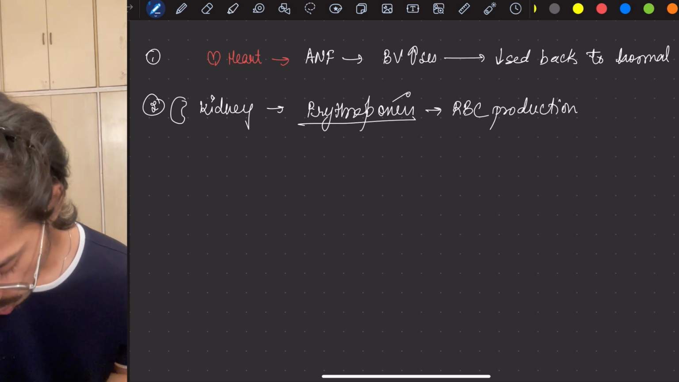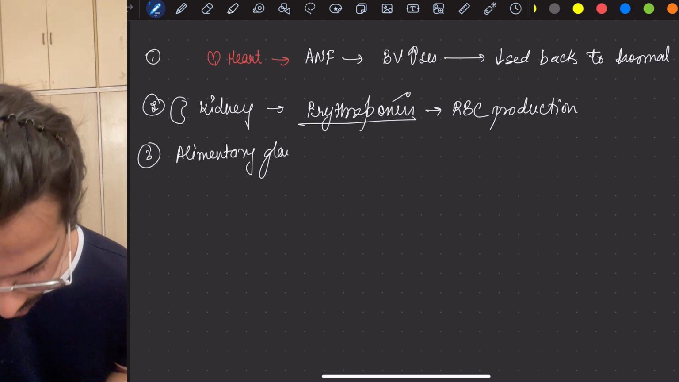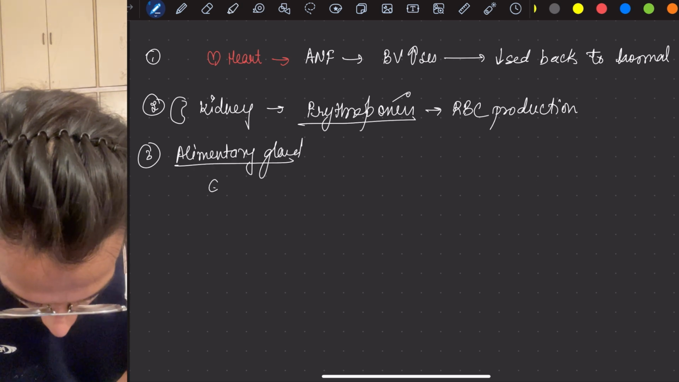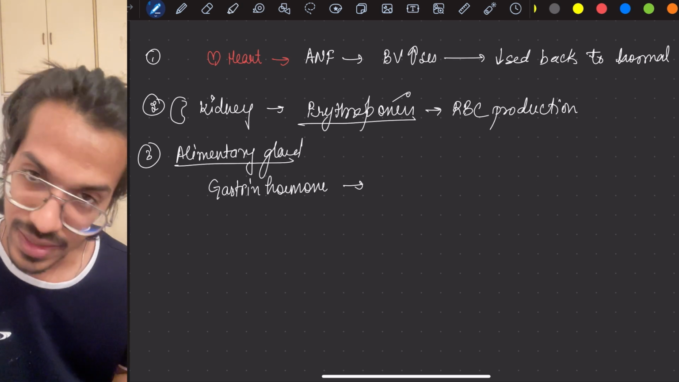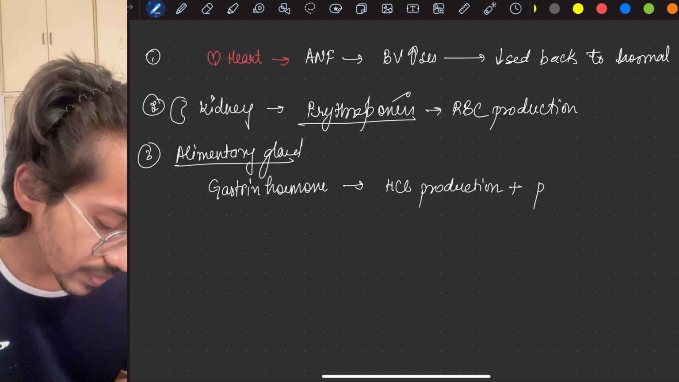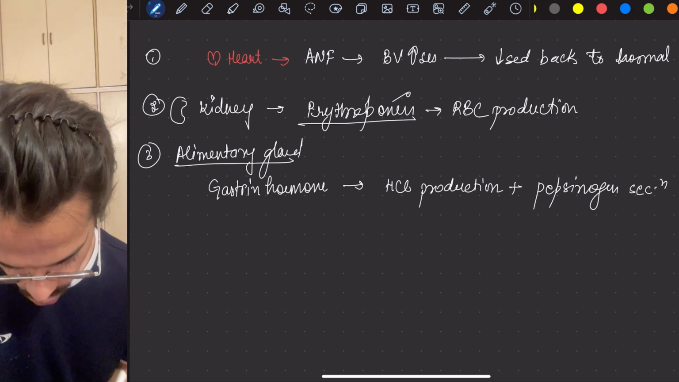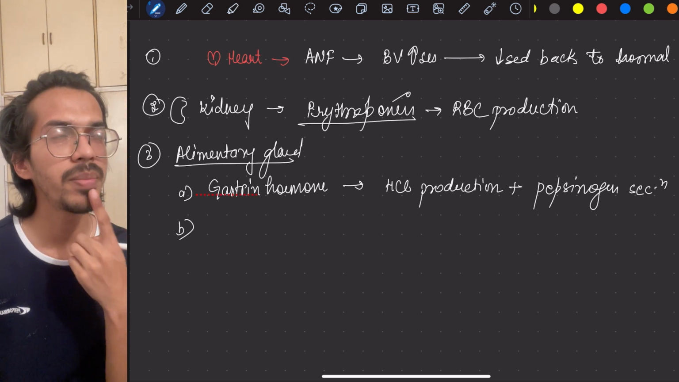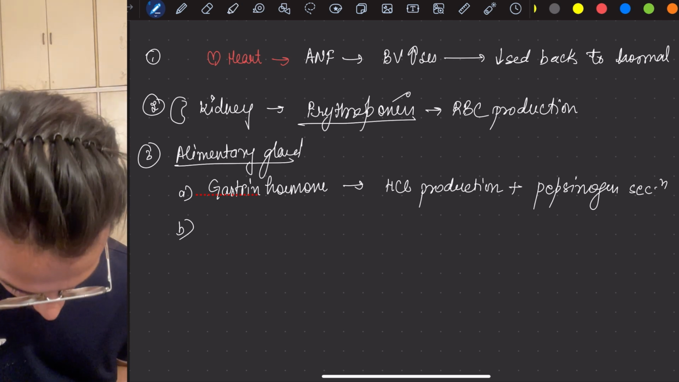Next is your alimentary canal. In your alimentary canal, different hormones are being released, and their functions we have to remember. Number one is the gastrin hormone. The gastrin hormone is responsible for HCl production or release, plus pepsinogen secretion. Same, gastrin is done. After gastrin we have another hormone which is responsible for the release from the pancreas, what was that? That was secretin.